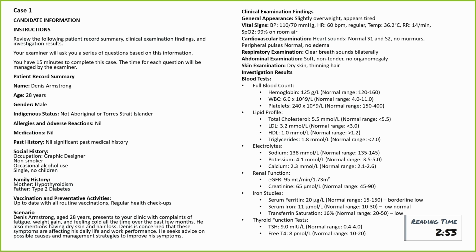Investigations. Full blood count. Hemoglobin 125, normal. White blood cell count 6, normal. Platelets 240, normal. Lipid profile: total cholesterol of 5.5, high end of normal. LDL 3.2, mildly elevated. HDL 1, normal. Triglycerides 1.8, normal. Sodium 138, normal. Potassium 4.1, normal. Calcium 2.3, normal.